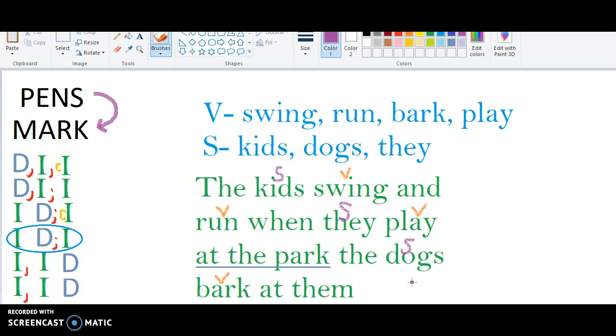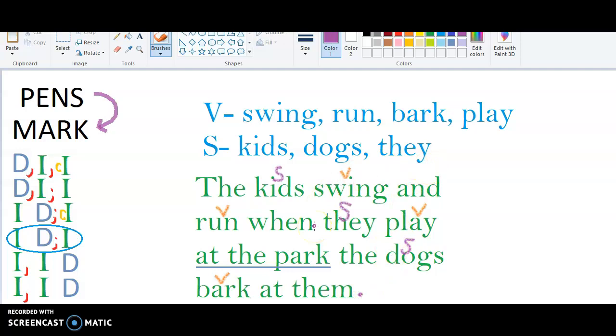My next step is the letter K, which is key in on the beginning, end, and meaning. Okay, first I'm going to check to see if my sentence starts with a capital letter and a period at the end. Alright, that is a capital T. The kids swing and run when they play at the park. The dogs bark at them. I'm missing a period. There we go.